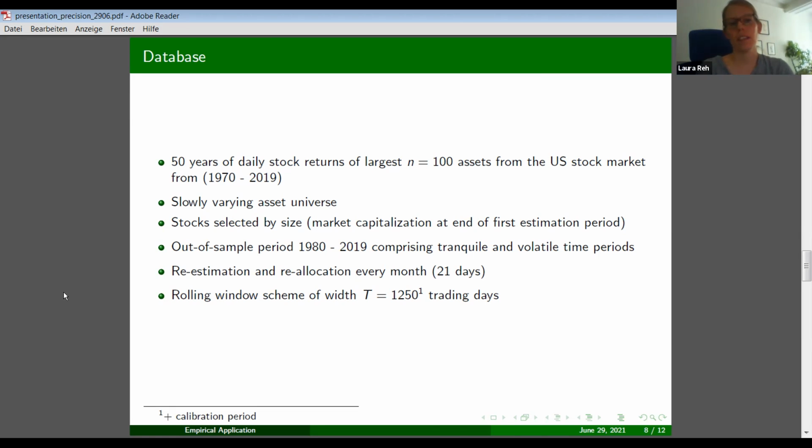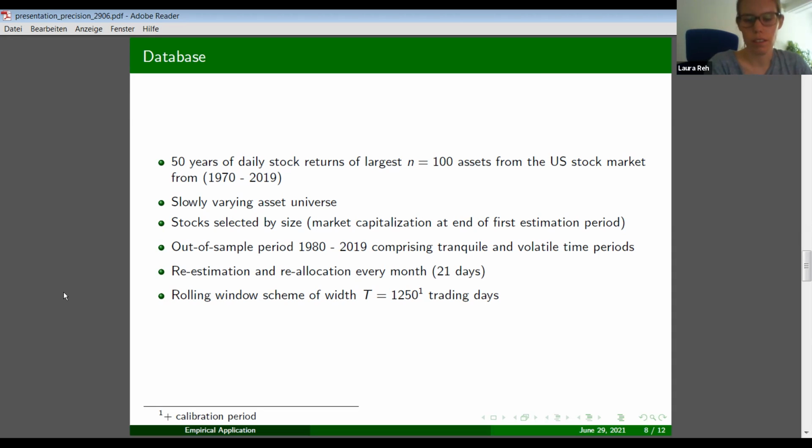So this means that at the end of each sample period, we have a database of, say, thousands of stocks, and then we pick the 100 with the largest market capitalization at this point in time, which is common practice, so that we get a slowly varying asset universe, which appears sensible if we consider 50 years of data. The out of sample period consists of the years 1980 to 2019.